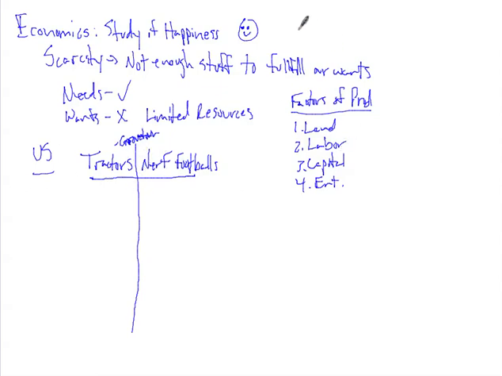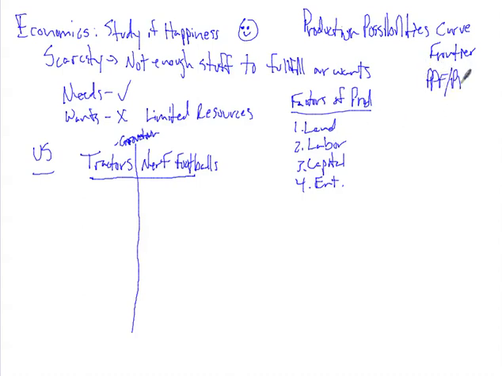When we're looking at a production possibilities curve, or you might also see it written as frontier, and that would be abbreviated PPF or PPC, the idea is to look at all the different possibilities that you have in your production question, given the limited resources that you have.